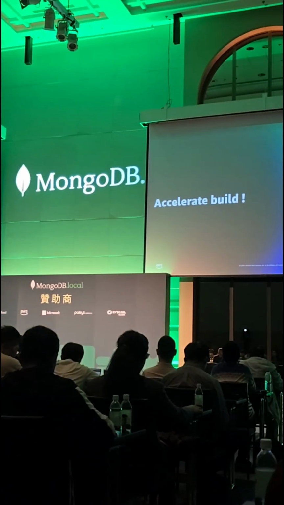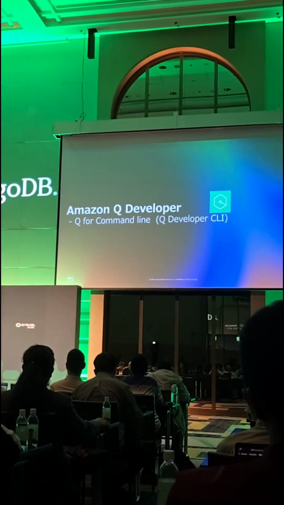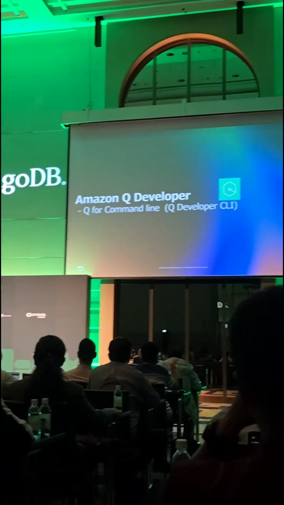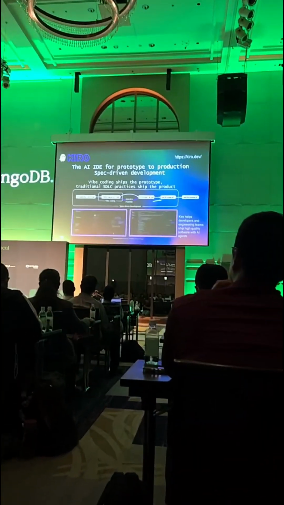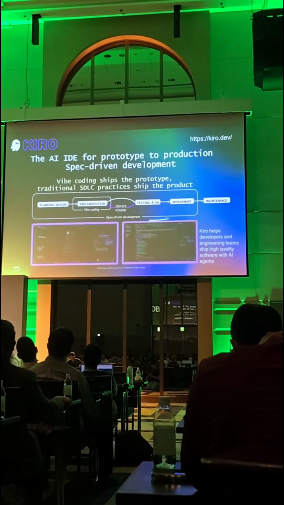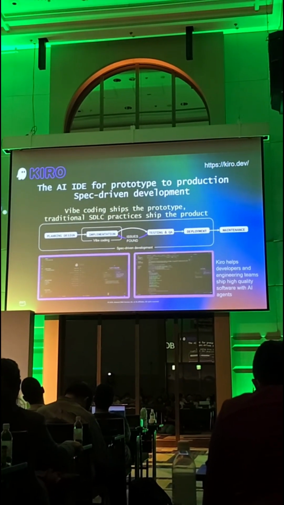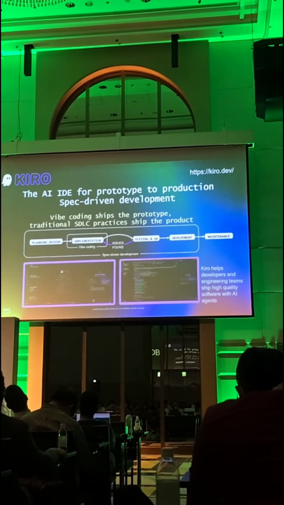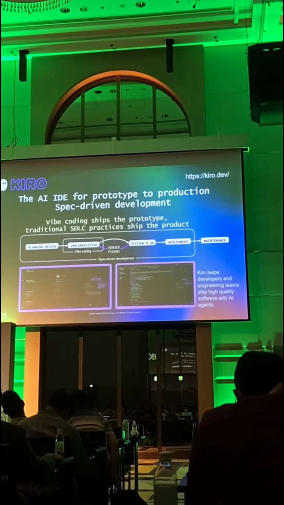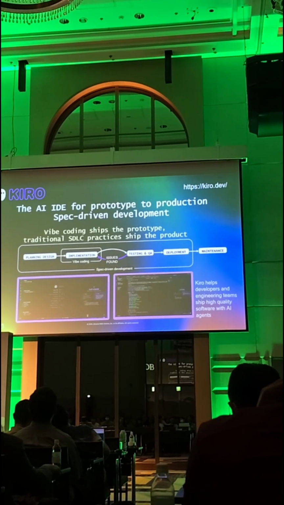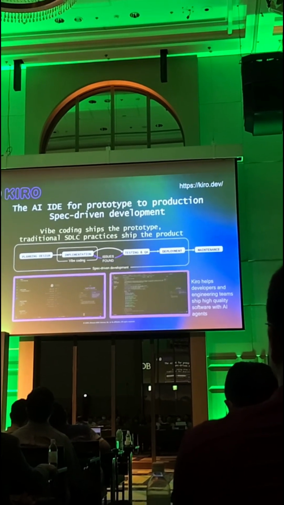Here they are explaining how AWS works with MongoDB. This is Hero. It's like an AI IDE. This helps in shipping high quality software by integrating AI agents with it.